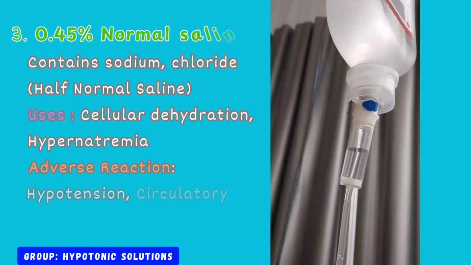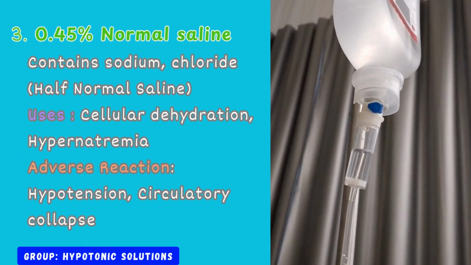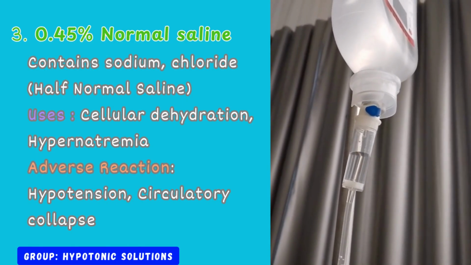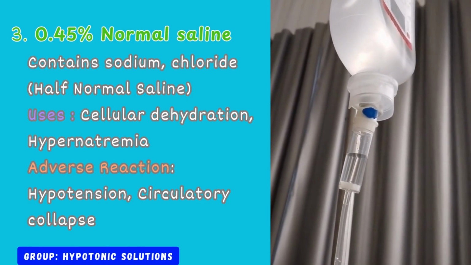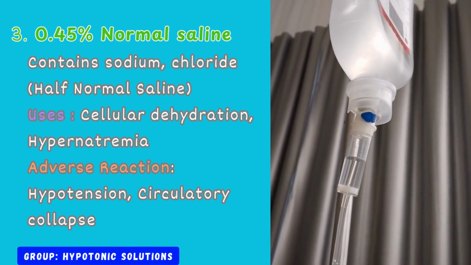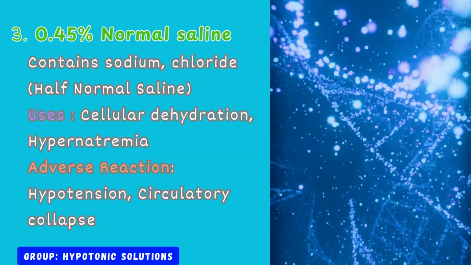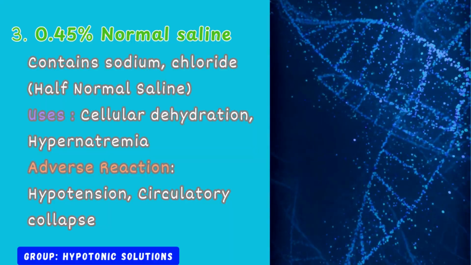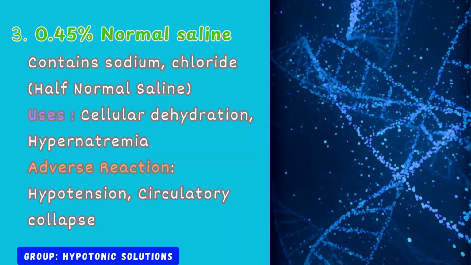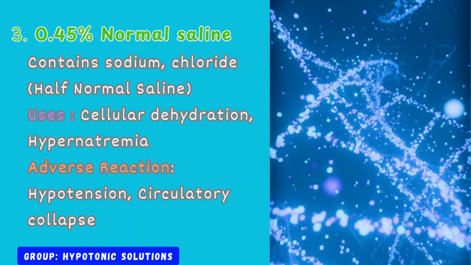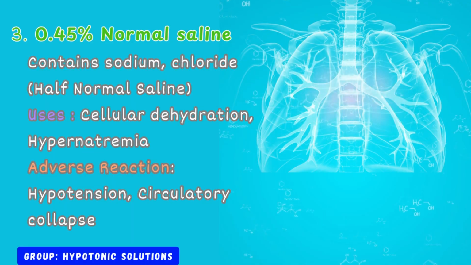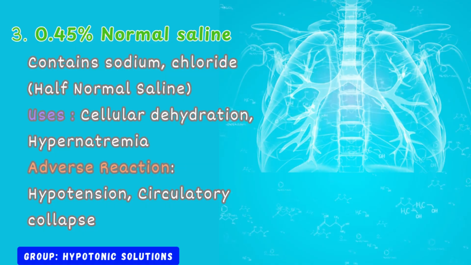Number 3, we have 0.45% normal saline. This is just like half of the normal saline we mentioned earlier. It tends to move water into cells because it is a hypotonic fluid and is used for cellular dehydration and cases of hypernatremia, but you should never give it to a hypotensive patient because the reaction could be circulatory collapse.